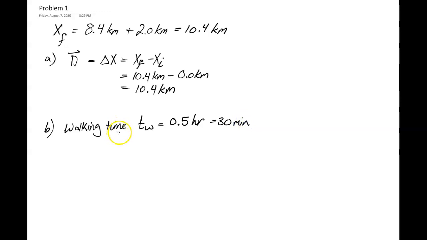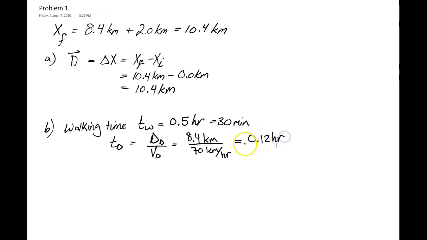And we can say that the time it takes to drive is the distance that we drove over the velocity for driving. And that's the same as saying 8.4 kilometers over our velocity, which was 70 kilometers per hour. If we do this calculation, we get about 0.12 hours.